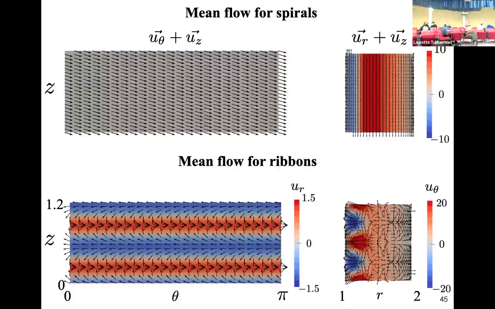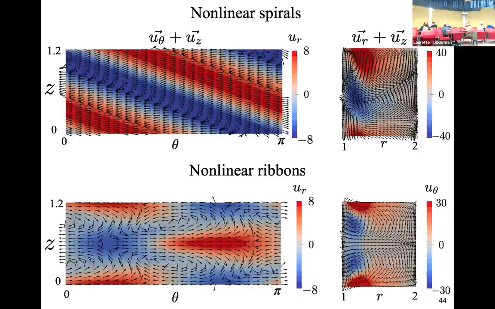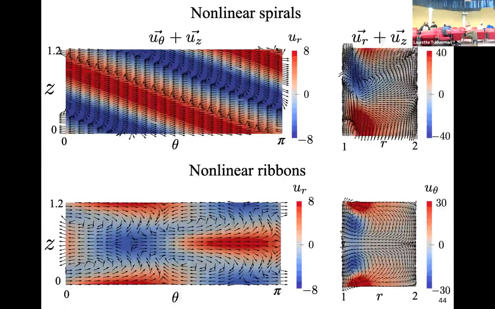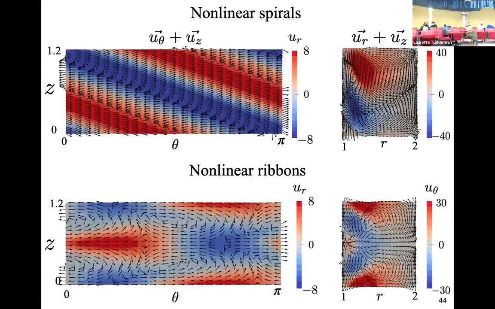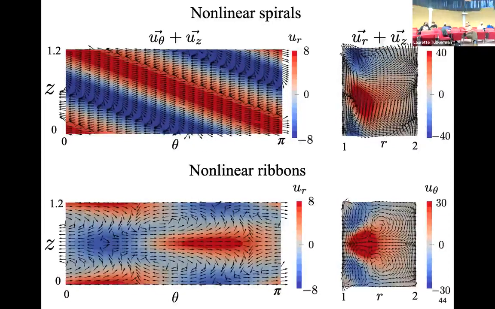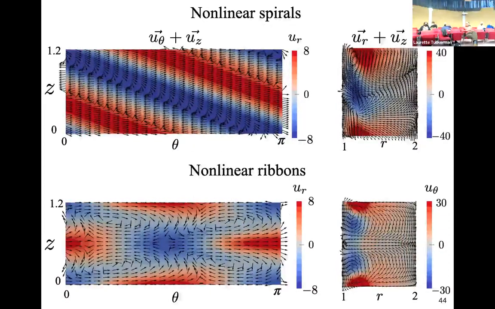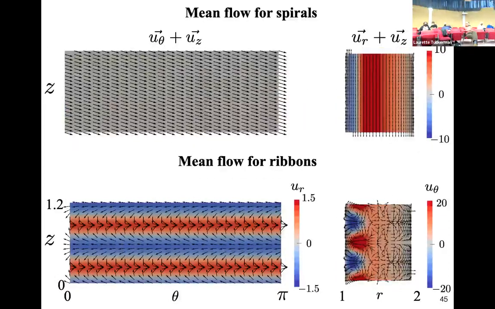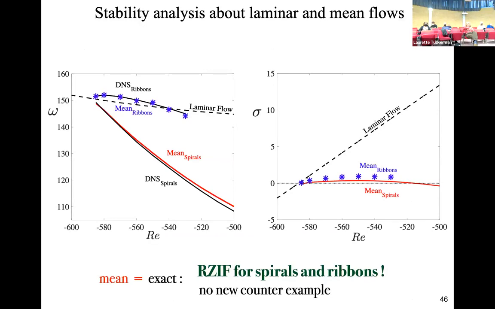I don't know how to make all the movies go at once. Anyway, here they are. Ribbons are on the bottom, and spirals are on the top. And these are the mean flows. And again, spirals are traveling wave solutions, so there's no dependence on theta or on Z. But the mean flow for ribbons has a dependence, just as Sergey said, because it's not the same. But then this was the disappointment.